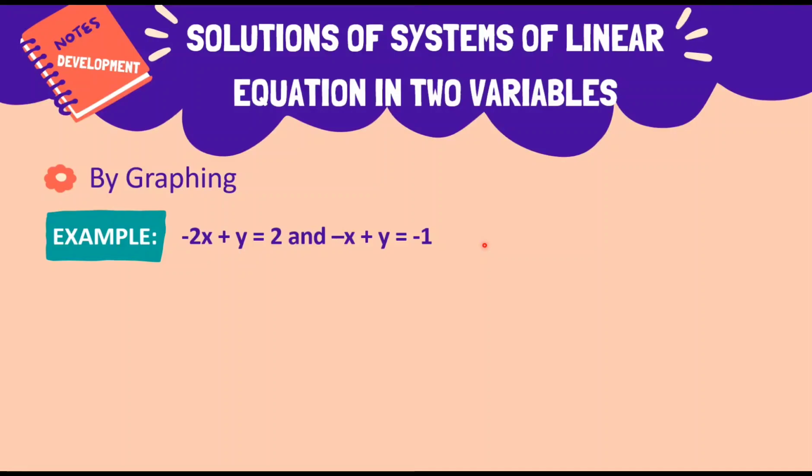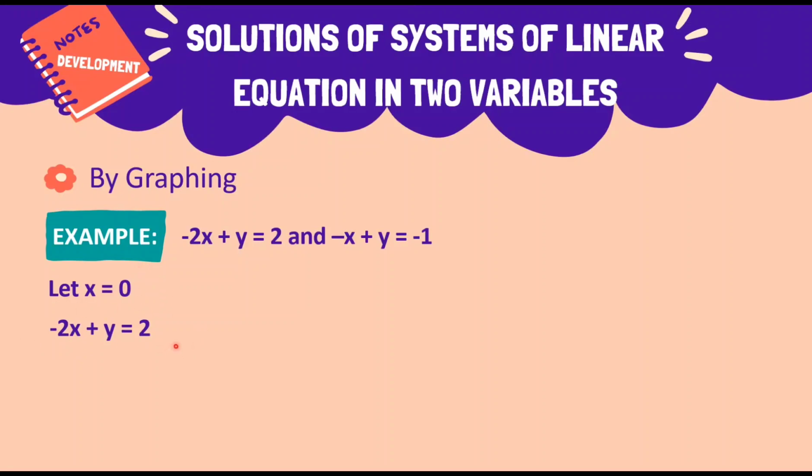So let us apply that in finding the ordered pair of each linear equation in two variables. Let x is equal to 0. Let us use first our first equation: negative 2x plus y is equal to 2. Since we let x is equal to 0, we need to substitute the value of x to our given equation.